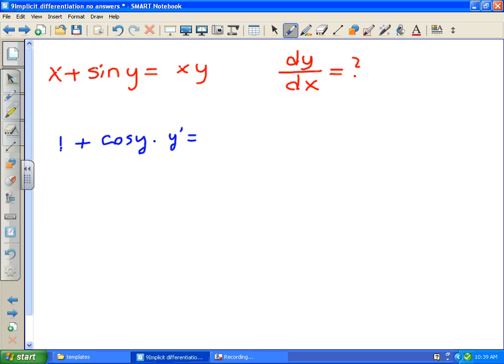And on the right-hand side, we need to apply the product rule, right? So x times y prime plus y times x prime. But x prime is really dx, that's 1. So we don't even need to bother putting that in there, really. I need to solve for y prime. So I'm going to get them on the left-hand side. So I have here cosine y times y prime minus x times y prime equals y minus 1. Factor out your y prime.